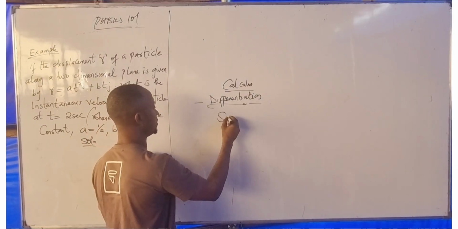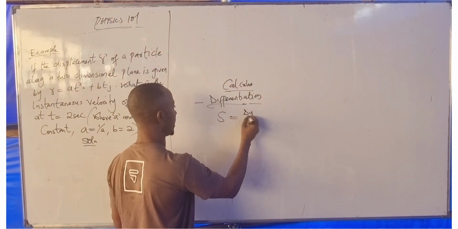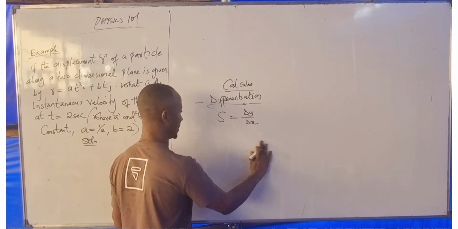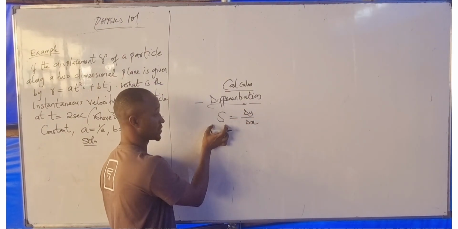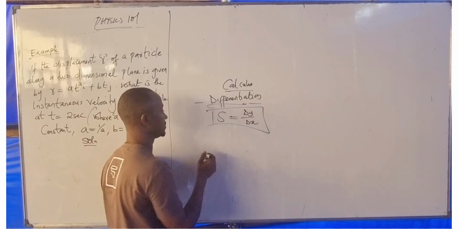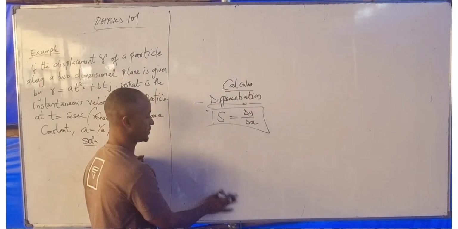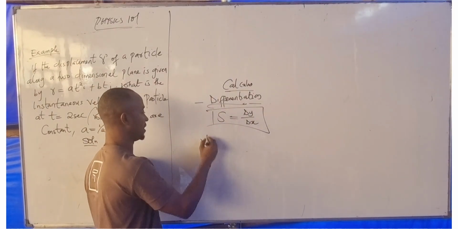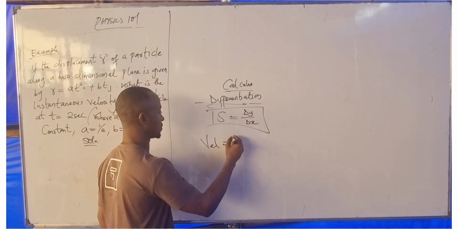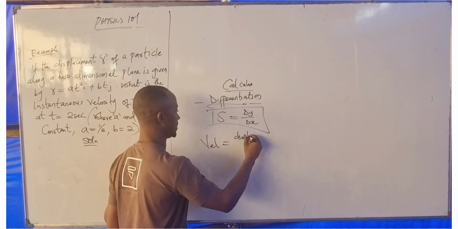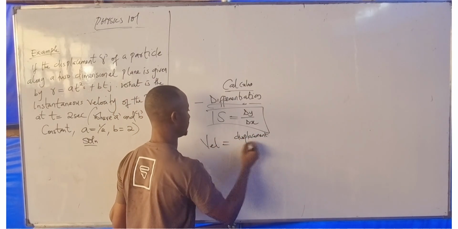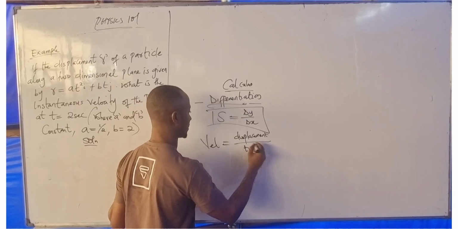Now we know that slope is given as change in y over change in x. That's called slope. I want us to go back to the formula I stated earlier. We have velocity, which is equal to displacement over time.